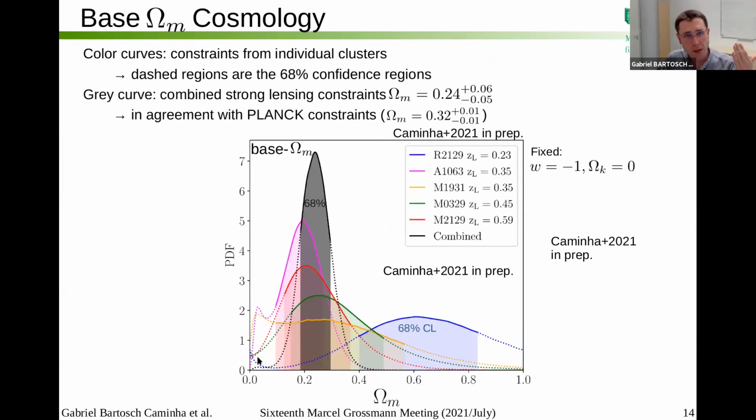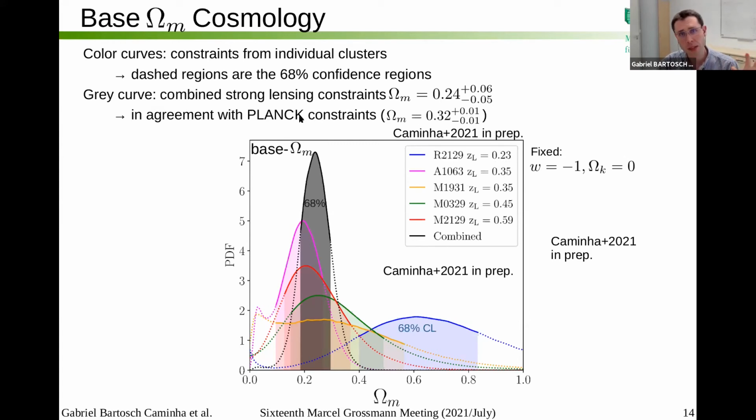The results from these different clusters on the base omega matter cosmology are summarized in this figure here. What I'm showing you here is the PDF, the posterior distribution of the parameter omega matter, and each color indicates a different cluster. In gray you have the combined cosmological constraints of these 5 clusters, and you have here the redshift of the cluster. This is the value that we obtain, 0.24 plus minus 0.06, 0.05, which is in good agreement with Planck constraints in the last Planck data release.